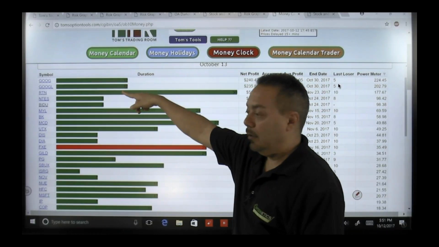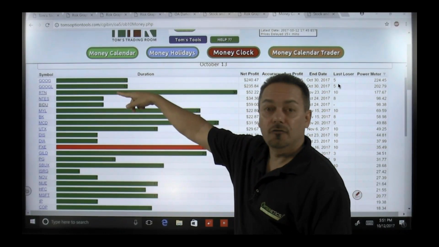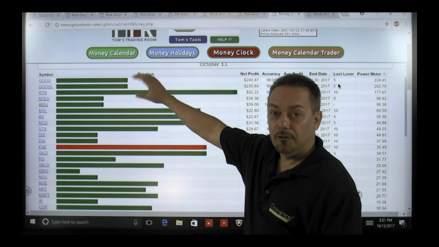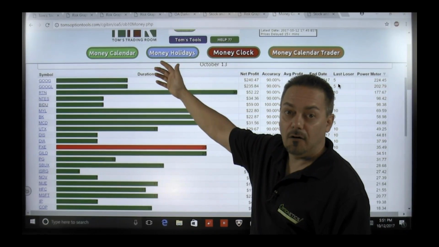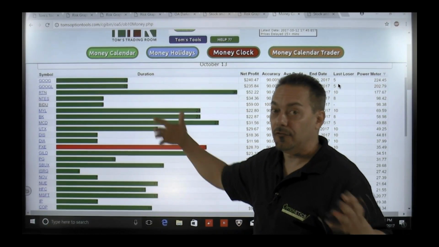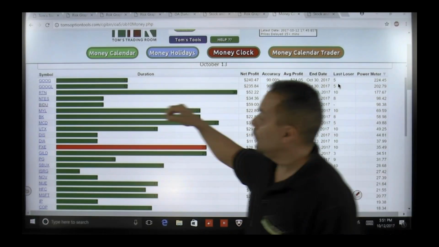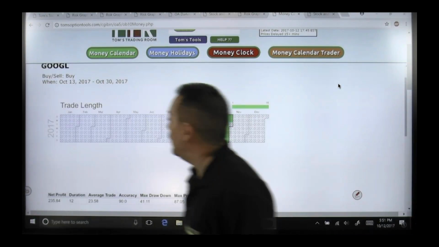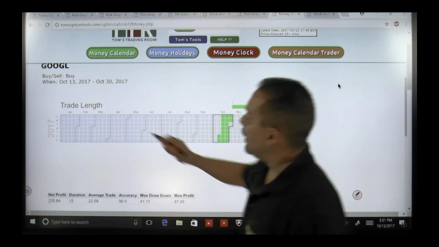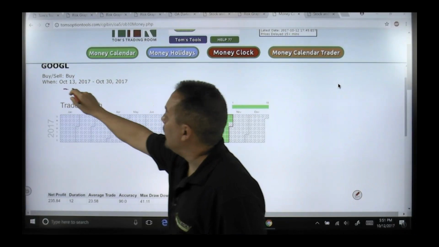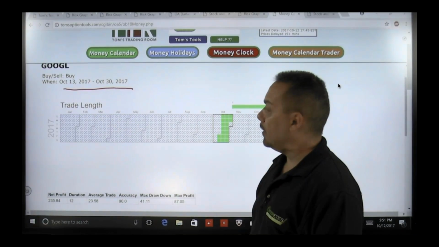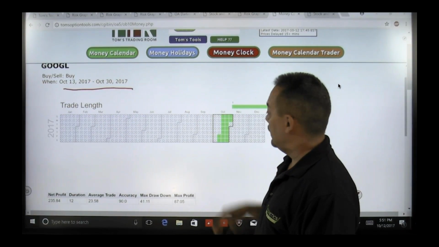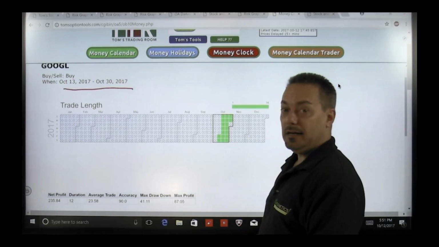Google and Google. GOOG and GOOGL. Of the two, I like GOOGL, the one that's the active one of the two. So I'm going to click on GOOGL. This one has a buy date of tomorrow and a sell or end date of October 30th. It's bullish. I know that because everything is green.